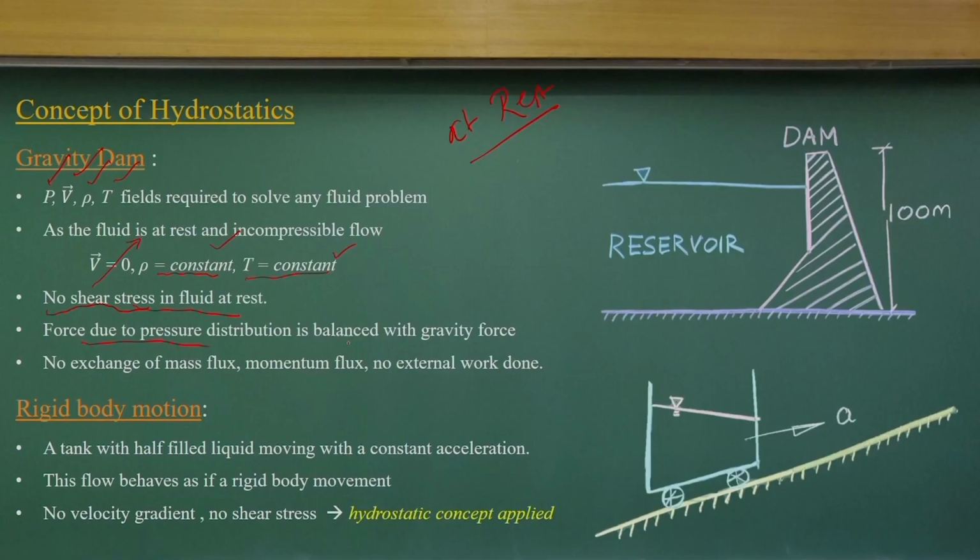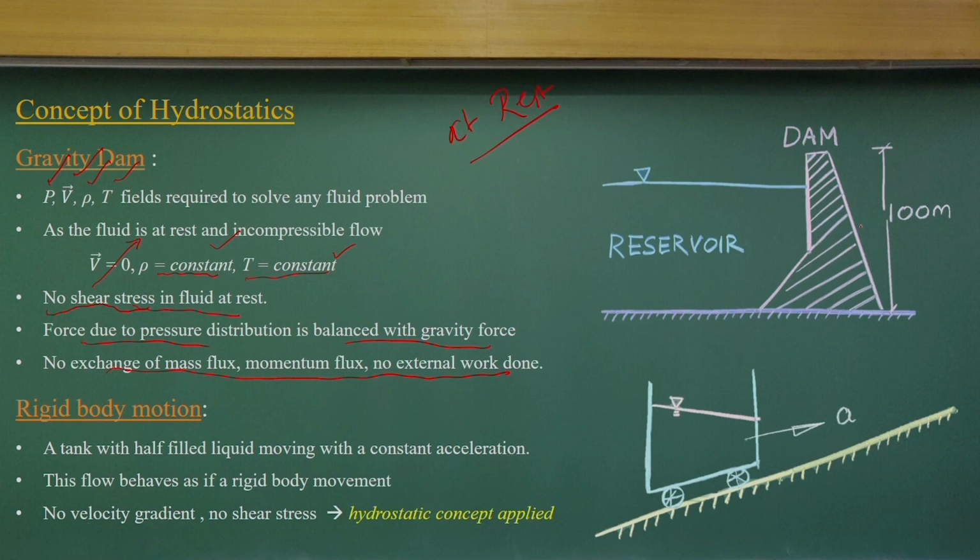And what two forces do we have? The gravity force and the force due to the pressure distribution. So whatever the pressure distribution force is, that is equated with the gravity force. Very simple now. And since the fluid is at rest, no mass flux is coming into any control volume, no momentum flux, and no external work done. So this is the simplified case.